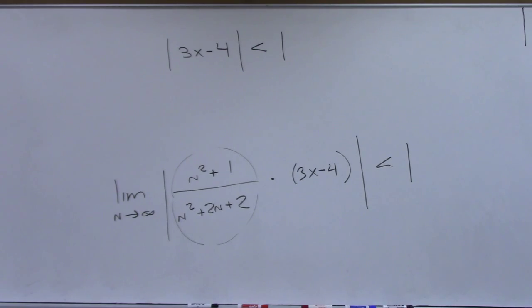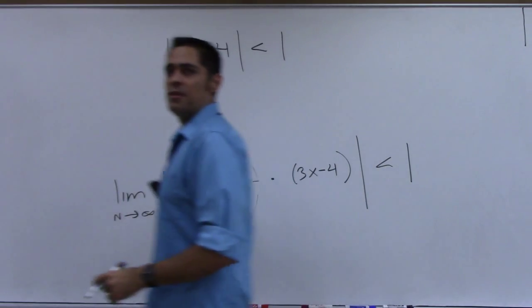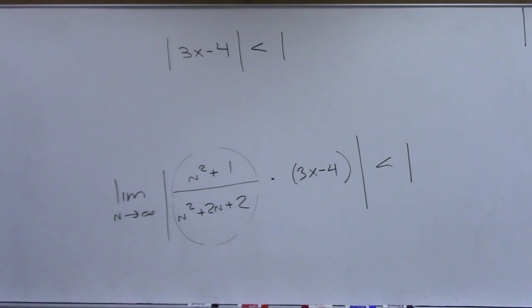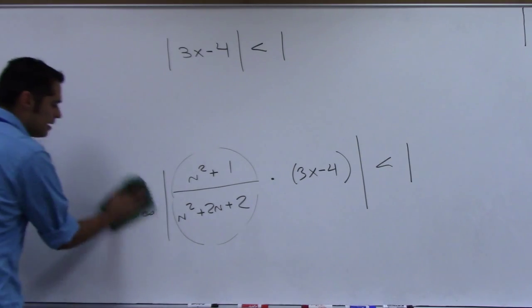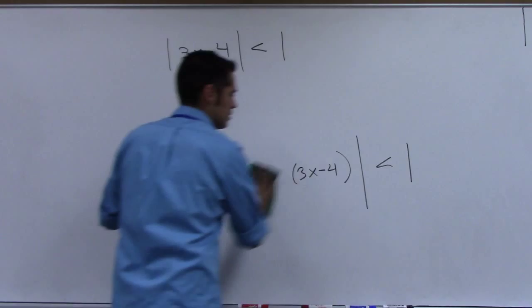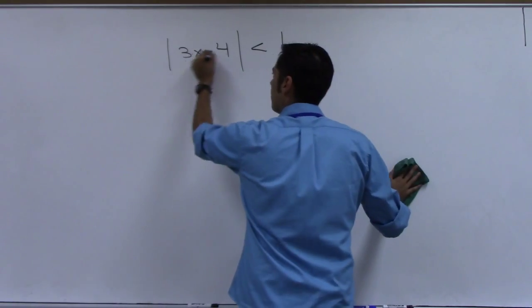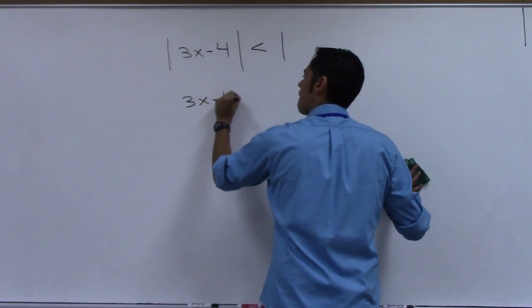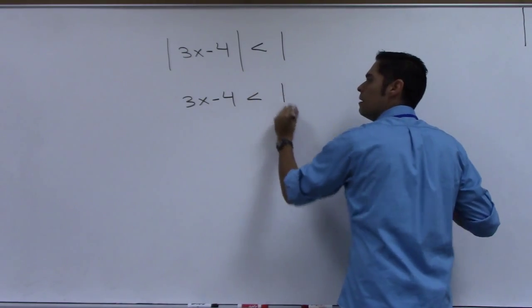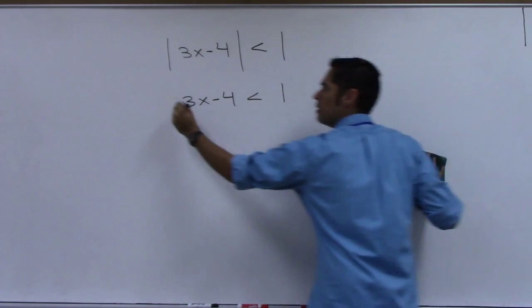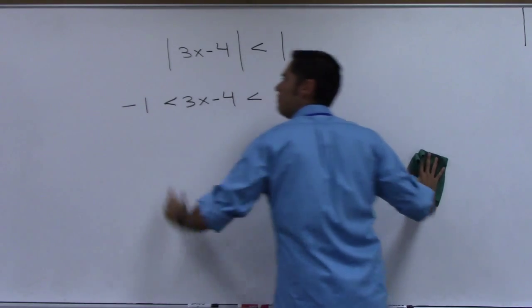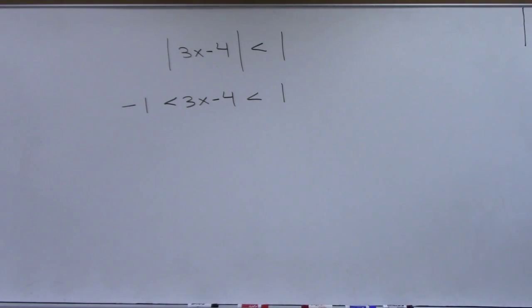Yeah? As long as this is less than 1, this thing converges. But I'd like for it to be given to me in an interval. So how do we get rid of the absolute value? We just did this a couple of times. We rewrite what's in here. We rewrite this. But on the other end, we put what? Greater than -1, right?